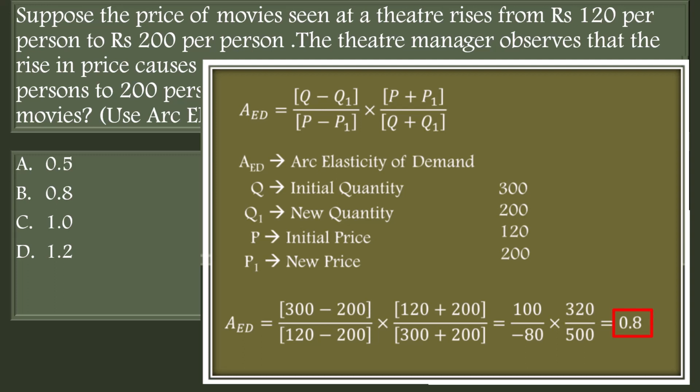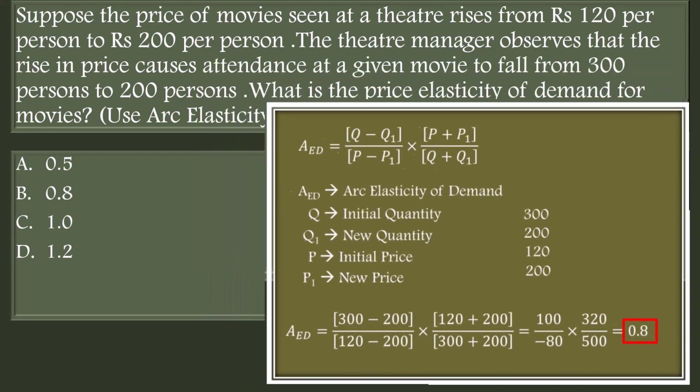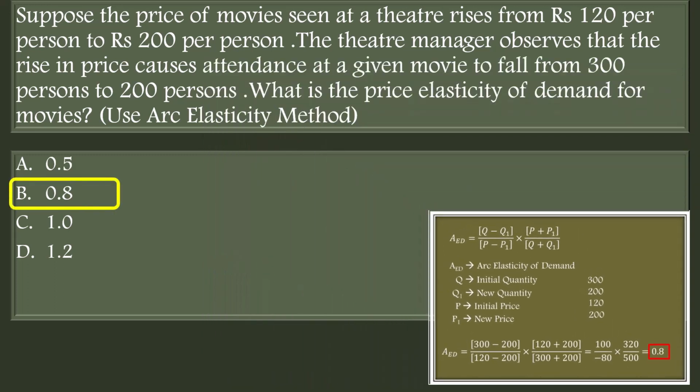We shall solve the problem now. Q, initial quantity, 300. Q1, new quantity, 200. P, initial price, 120. P1, new price, 200. Substitute these values in the formula and solve. 0.8. Option B is the correct answer.